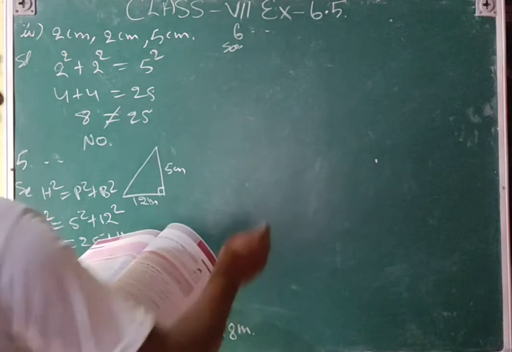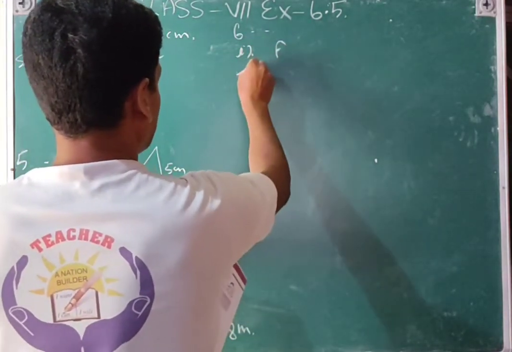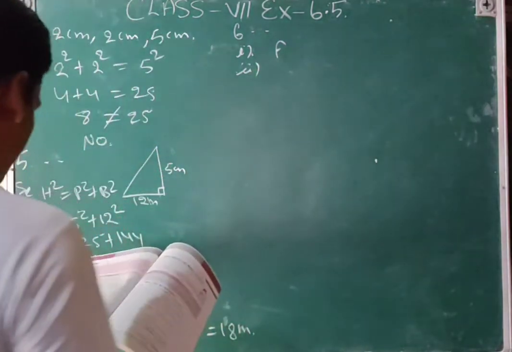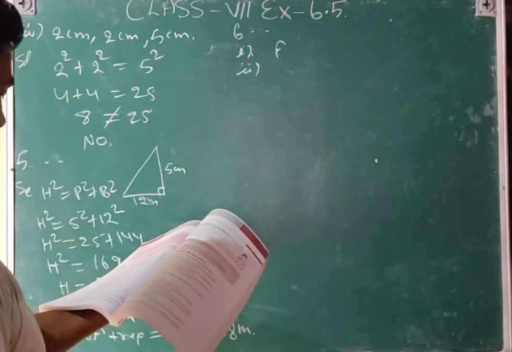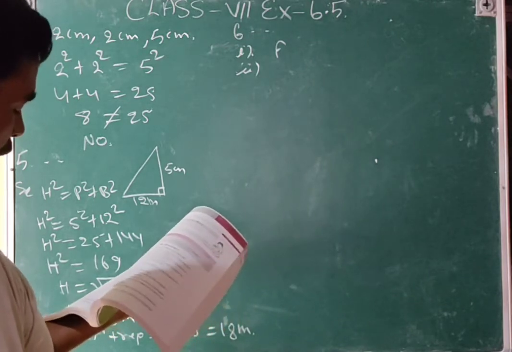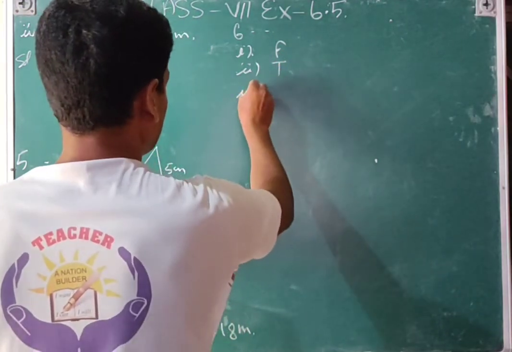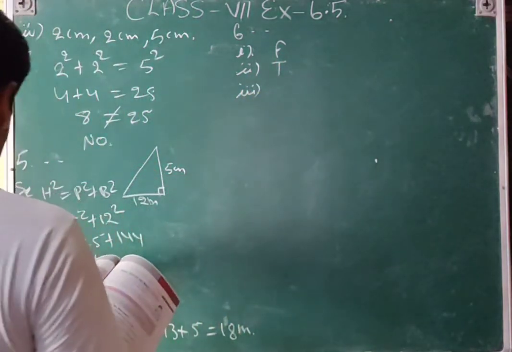Okay, first is false, and then second is PQ square plus RP square is equal to QR square. So that is yes, true. And then third must also be false.